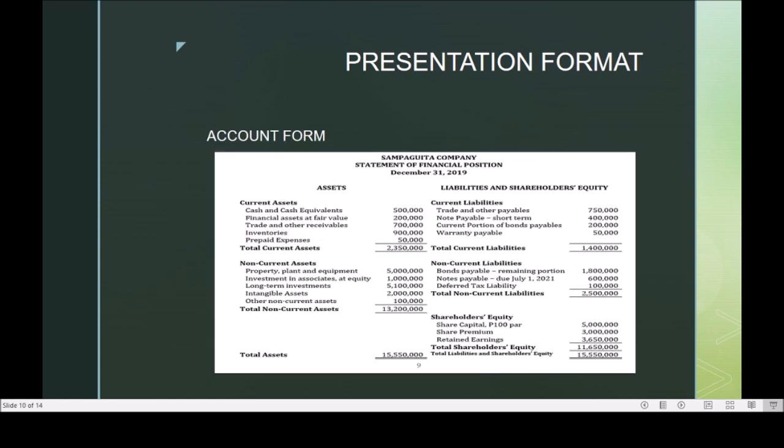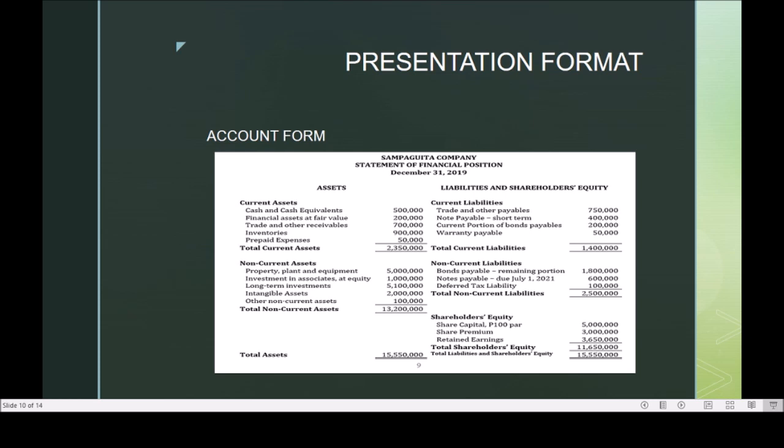Ano naman po yung account form? Pag account form po yung presentation na ginamit natin on the preparation of the statement of financial position, yung asset side nasa left side ng papel, yung liabilities and shareholders equity nasa right side ng papel. Parang gumagawa po tayo ng T account.